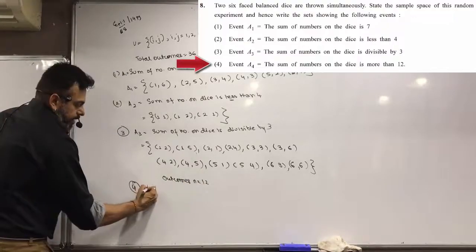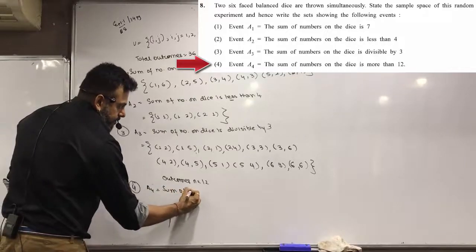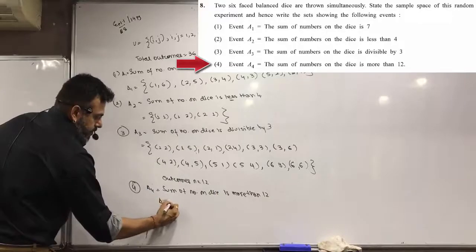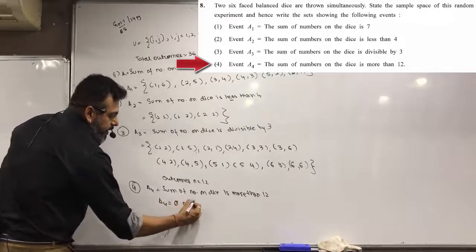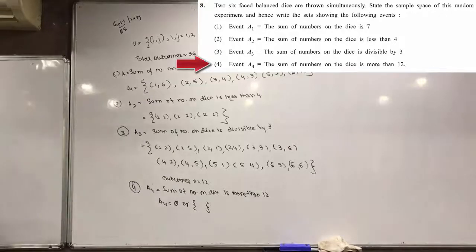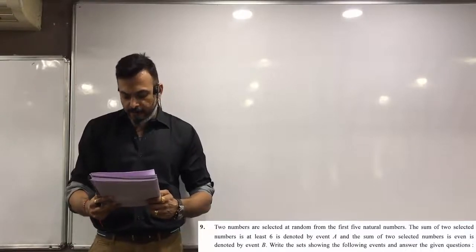Fourth one. A4. Sum of numbers on dice is more than 12. A4 is equal to null or empty, 0. No chance.